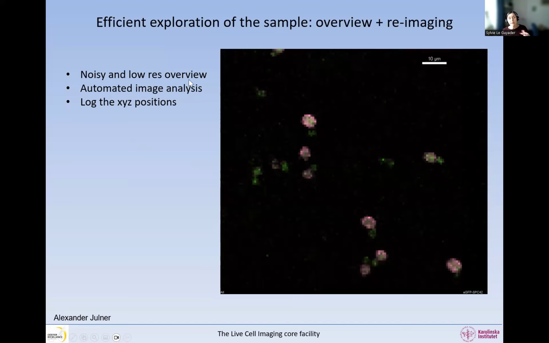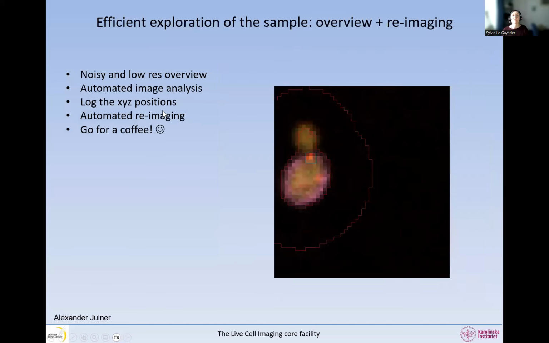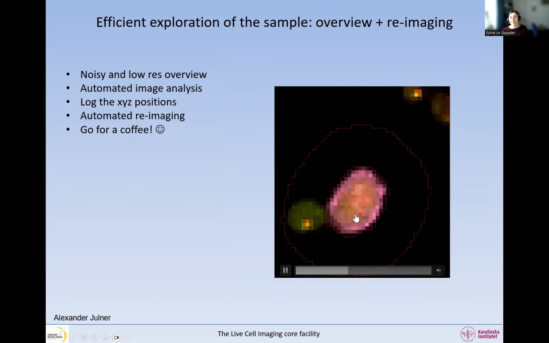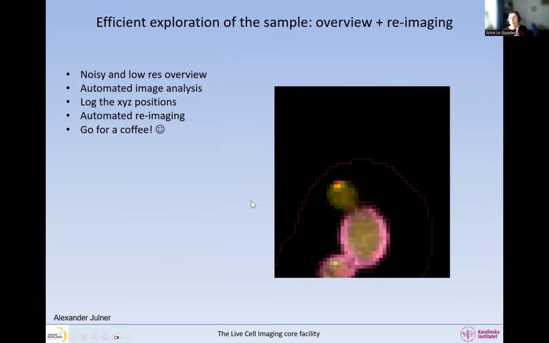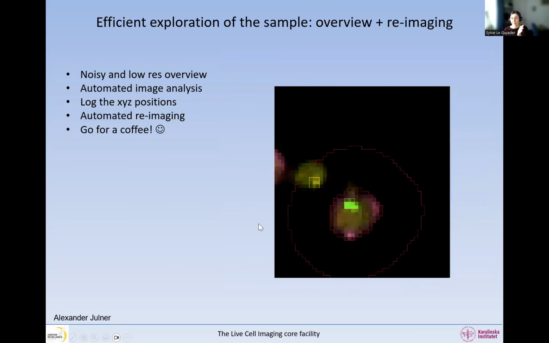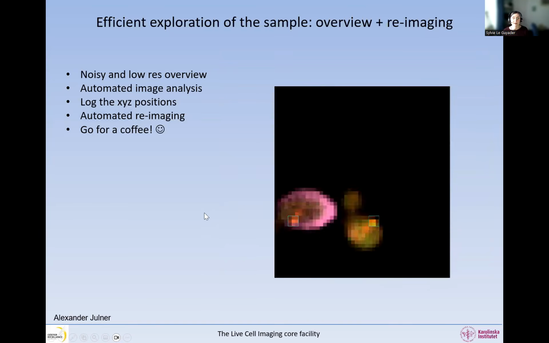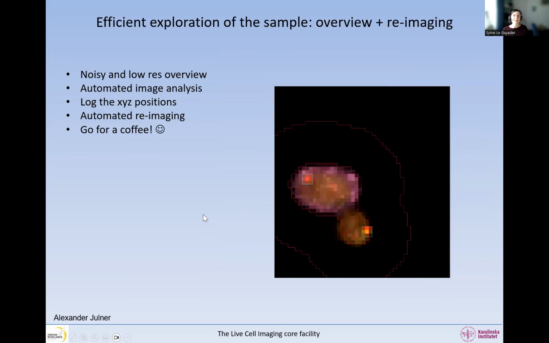And so I acquire an overview image of my sample that is very noisy, with low resolution, and then I put in my pipeline an automated image analysis that is going to find these areas of interest. And then the software will log the XY positions. And after that, we can do some re-imaging, which is automated, and you can go and get a coffee. You can see here it's much higher resolution, and I only have the positions of interest in these images, so I can collect thousands and thousands of cells with only the area that I'm interested in, so I can go and do something else in the meantime because it's automated.